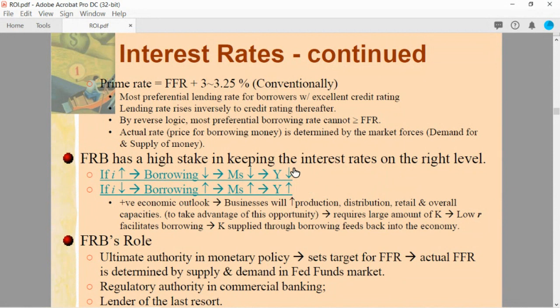So you see the connection between the interest rate and the economy, and you may have noticed that this relationship is inverse. There is an inverse relationship between the interest rate and the economy, right?